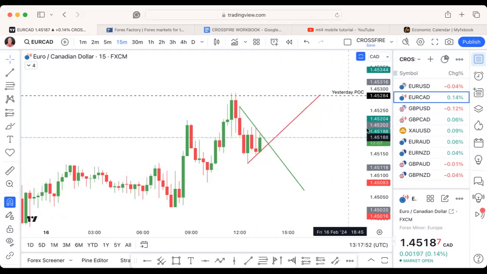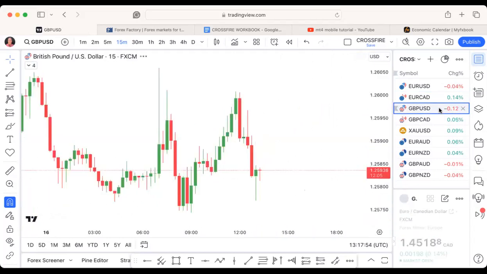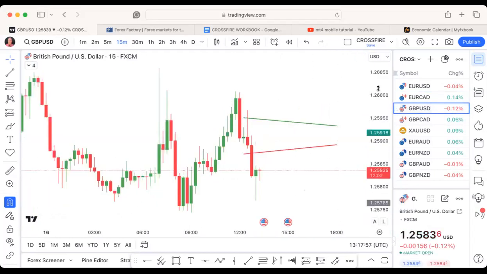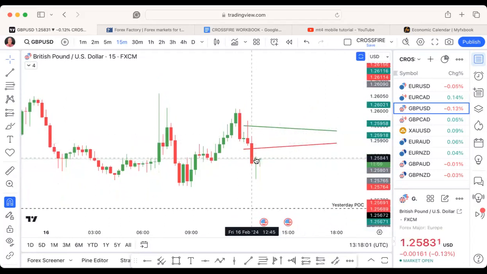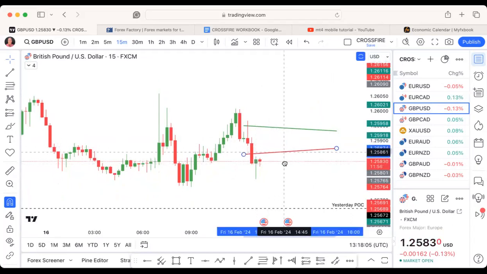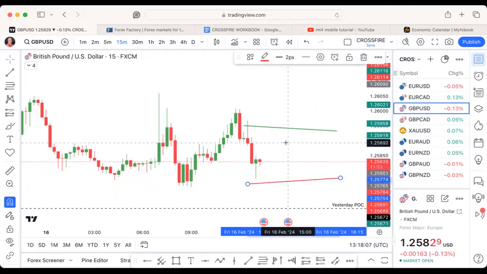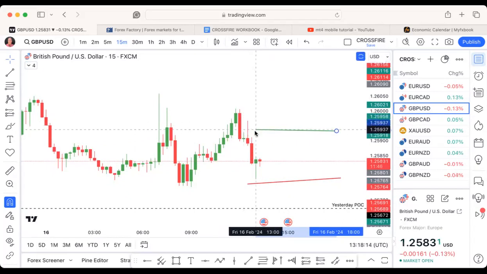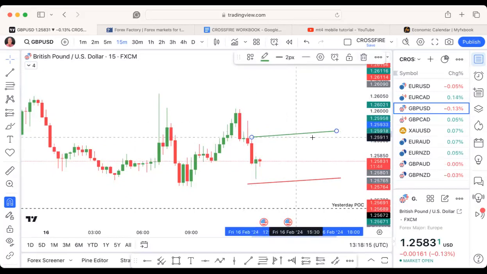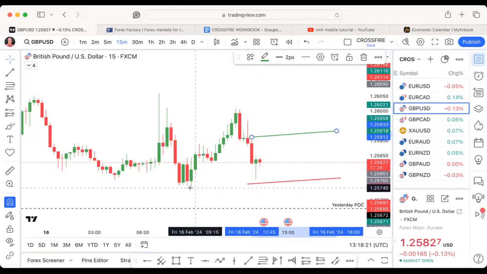1 o'clock, yeah. GBP USD. So this is the 1 o'clock candle. I just need to move that out of the way. Looking at the top of the wick on the 1 o'clock and looking left, I can see that that is the nearest high. And looking at the bottom of the wick on the 1 o'clock and looking left, I can see that is the nearest low.